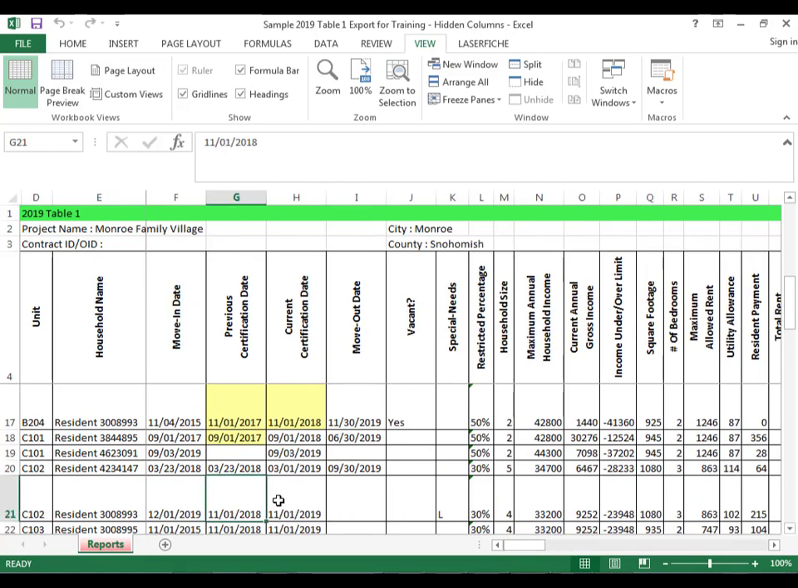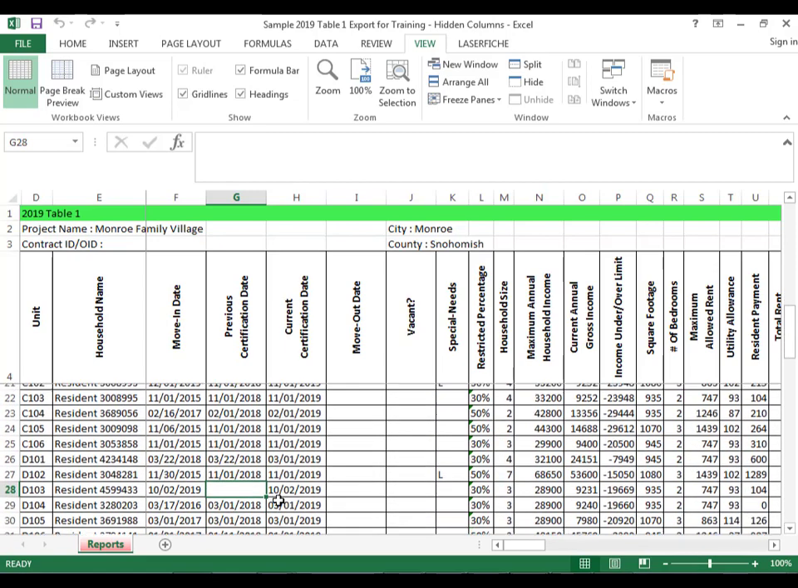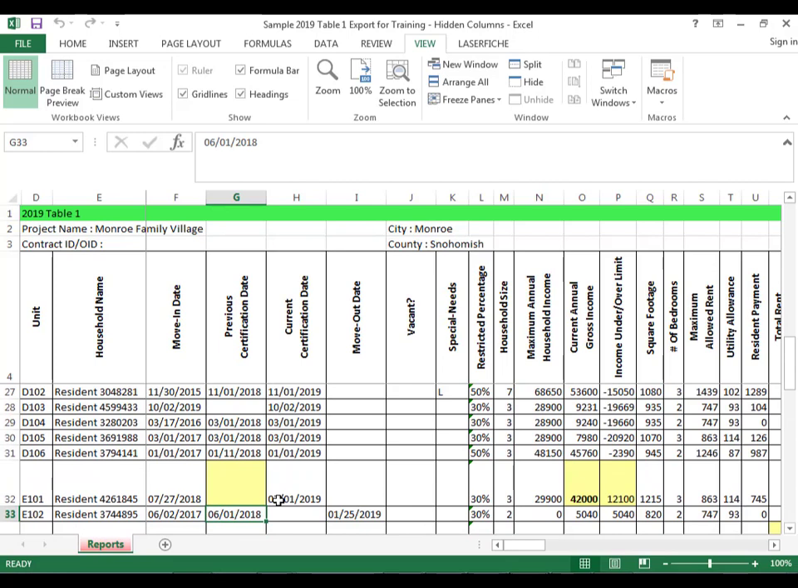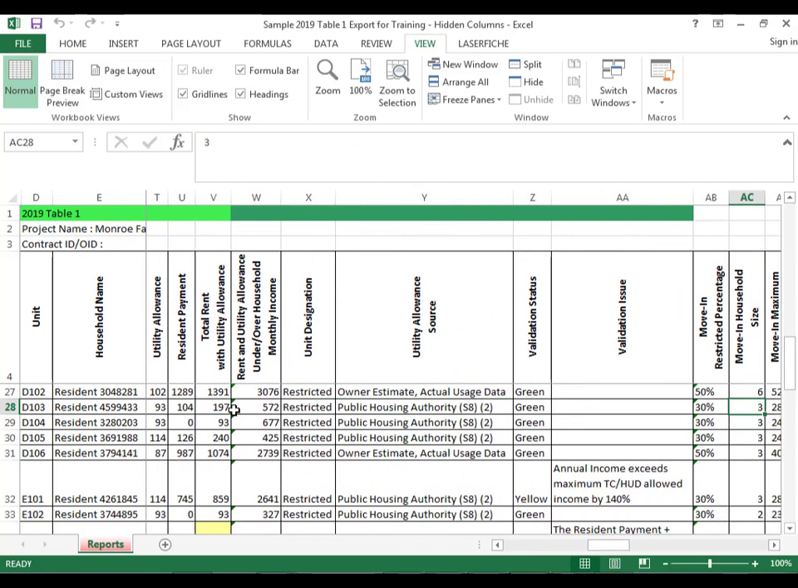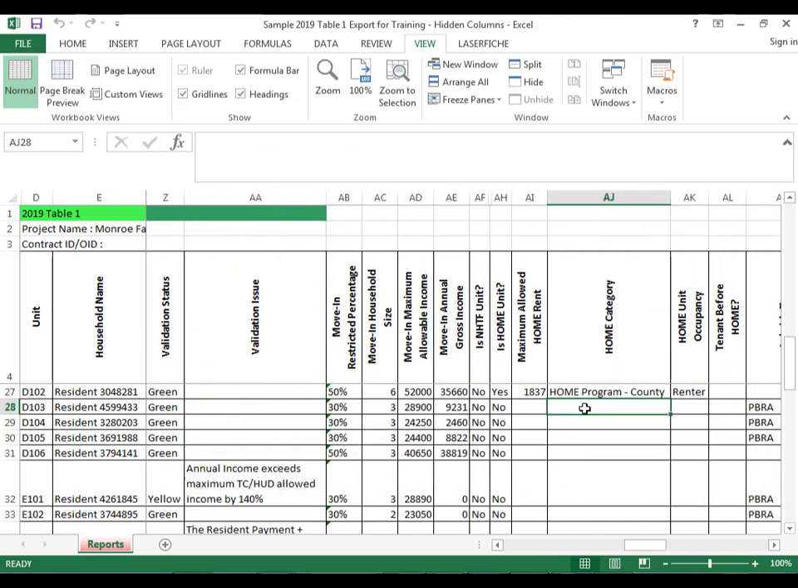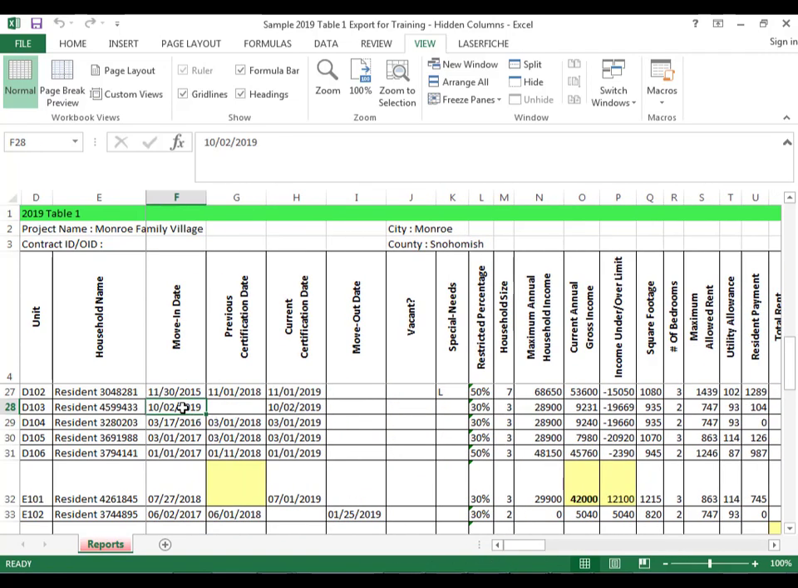And continuing down to look for additional issues, I'm going to get to D103. When I look at D103, it's another one of these. There's no validation, there's no highlights. If I go over, not really seeing any bolding, not seeing any issues, but this is one of those ones that you have to look really closely at, because what you see is this household moved in October 10th, 2019. There's no prior resident showing in this unit for 2019.